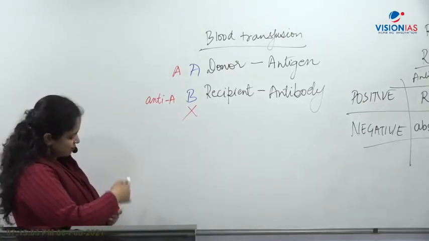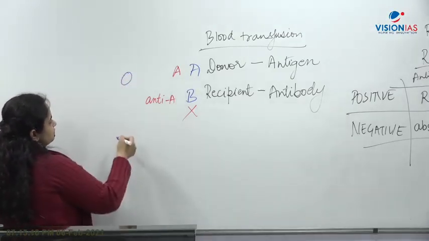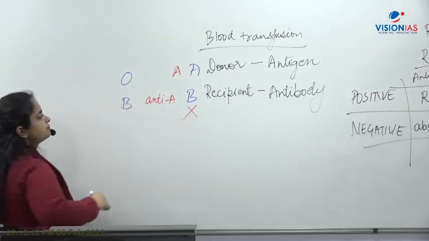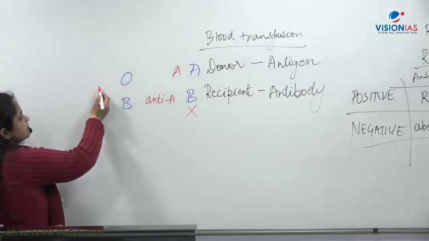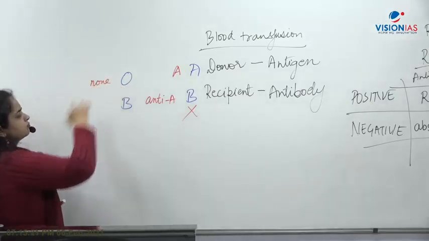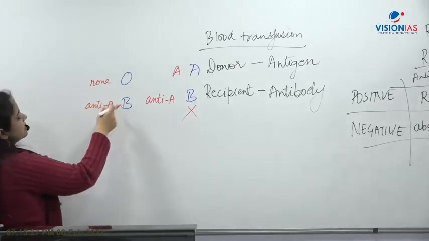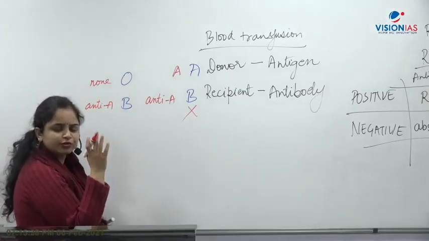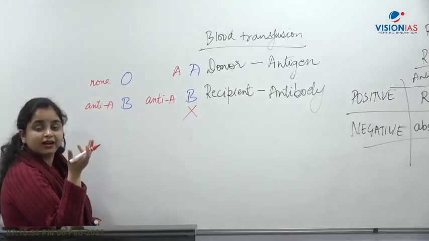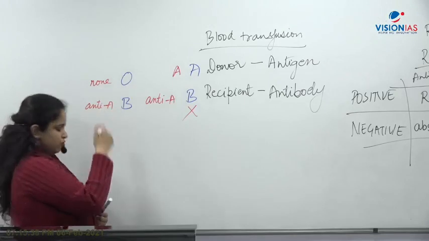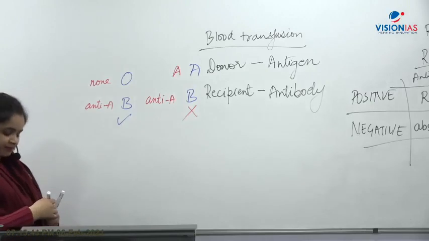Okay. Now let me change the donor. Instead of A, if I have O and B remains the same. Now O has which antigen? O has none. Okay. B again same anti-A. But it doesn't really matter. B can produce any antibody, but there are no antigens, so what will it react with? Antibody will only react when there is an antigen present, but there is no antigen, so no problem. Blood transfusion will smoothly go through. It will be successful. Right?